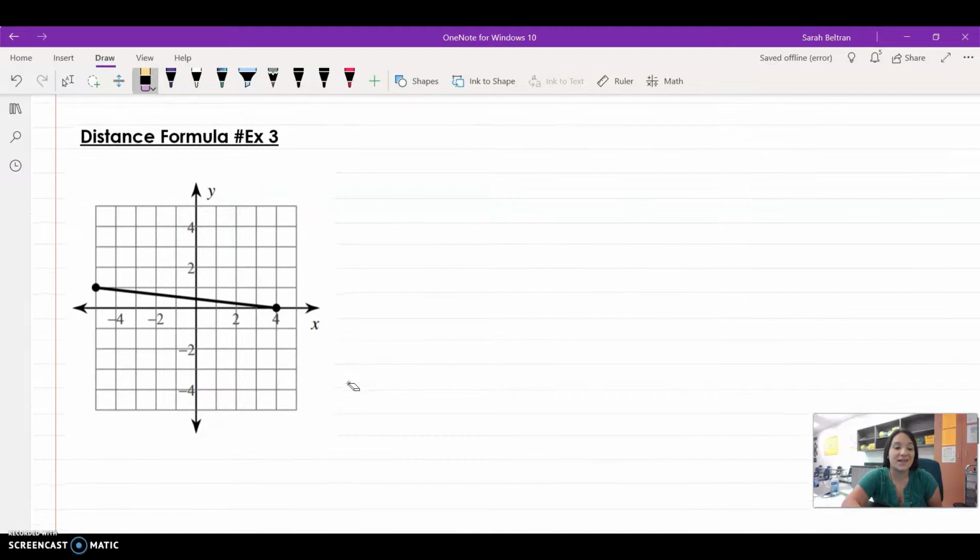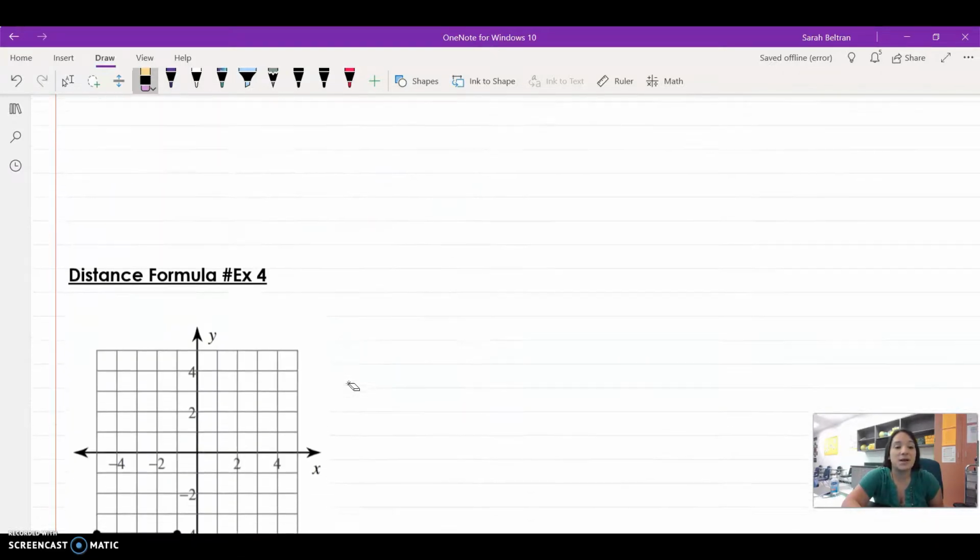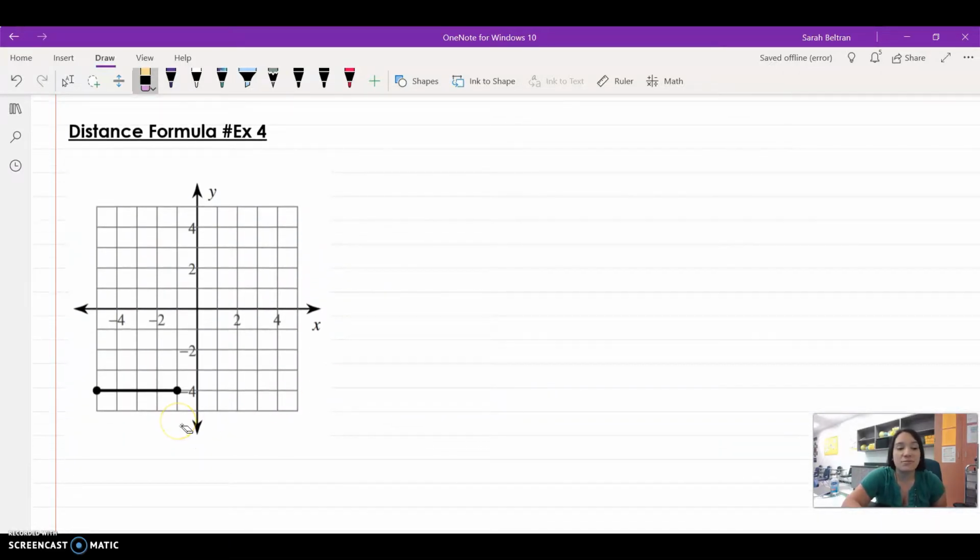All right, now you guys have had some time to work on some problems. Here's another really easy one. Remember, if it's just a straight line, count. Just count how many units. Go.